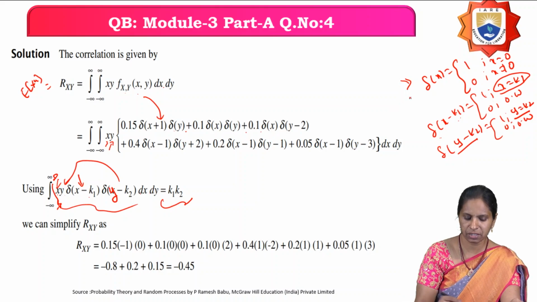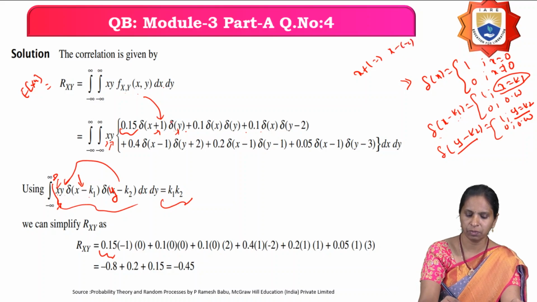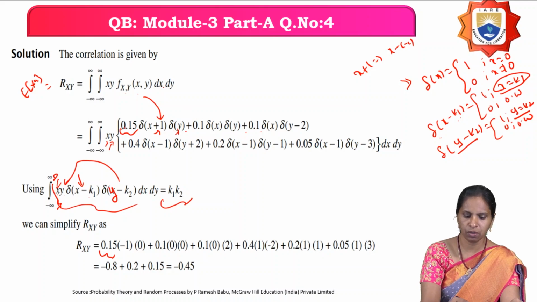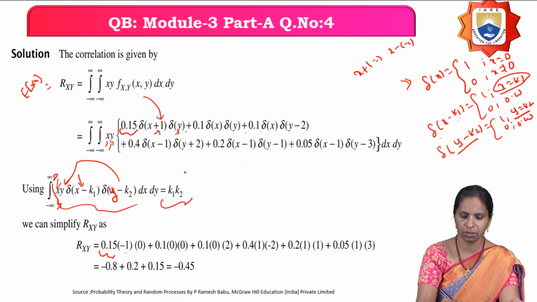So, if we simplify this, then what can happen here? 0.15 into what is k value here? Minus 1, here 0. Because x plus 1 can be written as x minus of minus 1. Therefore, what is k1 value here? 1, and here k2 equals 0. So, 0.15 into minus 1 into 0 plus 0.1 into here k1 is 0.